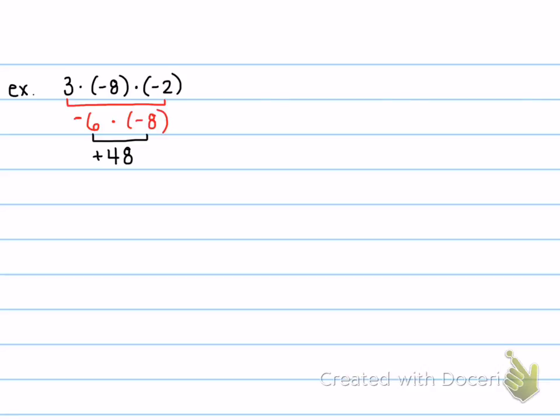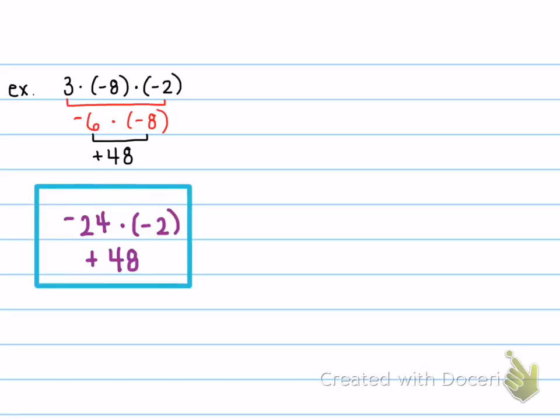You would get the exact same result if you start with 3 times negative 8. If I would have started with 3 times negative 8, that would have given me negative 24 times negative 2, that's what would have been left. And then a negative times a negative is positive 48. So you see how you would get the exact same answer if you would have started in a different order for this problem.